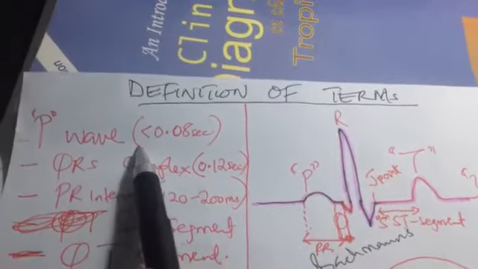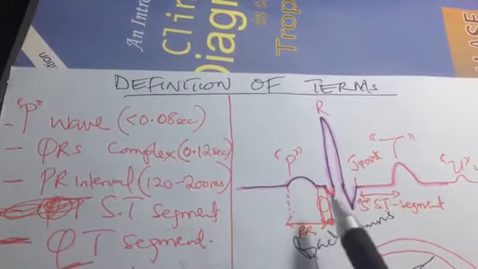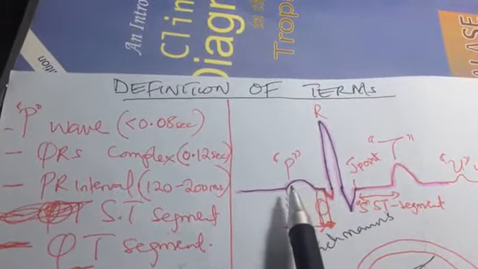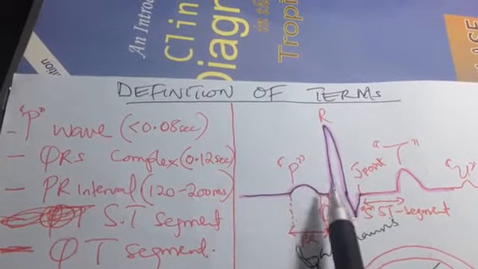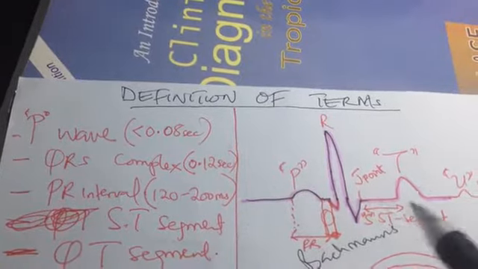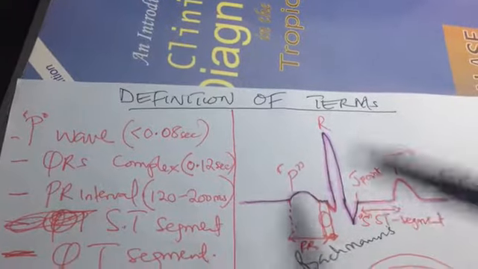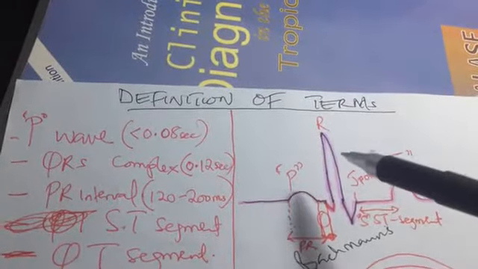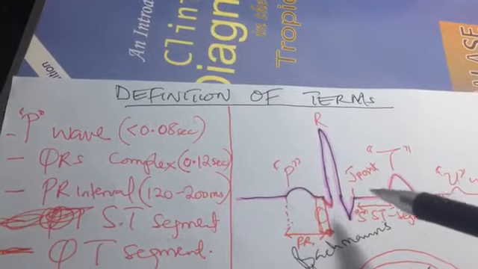So we have the P wave. The P wave signifies the contraction, or to say the depolarization, of the two atria, as we have said already. And the QRS complex represents the contraction or depolarization of the two ventricles. So we have the J point.